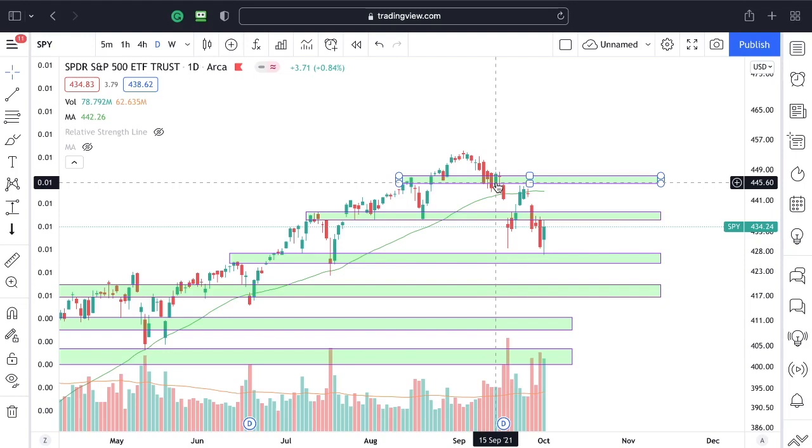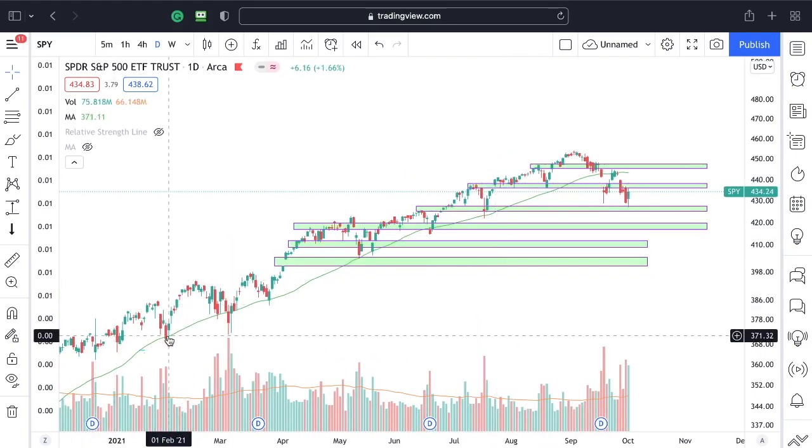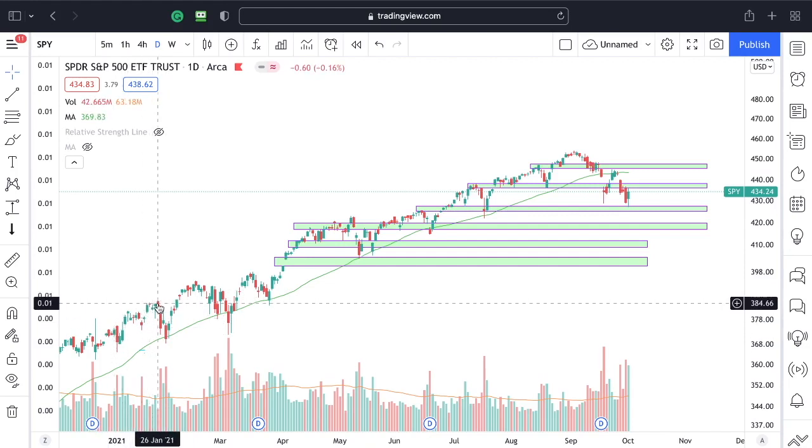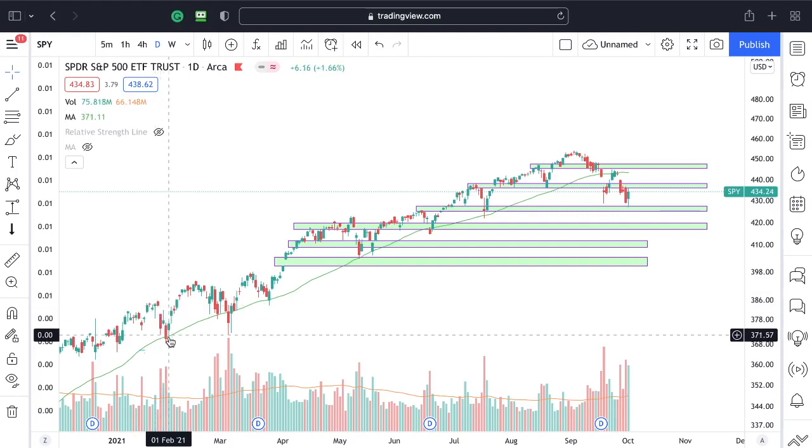So why should we pay attention to the violation of the 50-day moving average by the S&P 500? Because if we zoom out over here, you'll see that for the longest time, if we go back all the way to February of 2021 this year, every time the S&P 500 declines, it declines back to the 50-day moving average, and the 50-day moving average has been serving as a good point of support. Prices of the S&P 500 declined over here, the 50-day moving average provided support, and prices bounced back up.